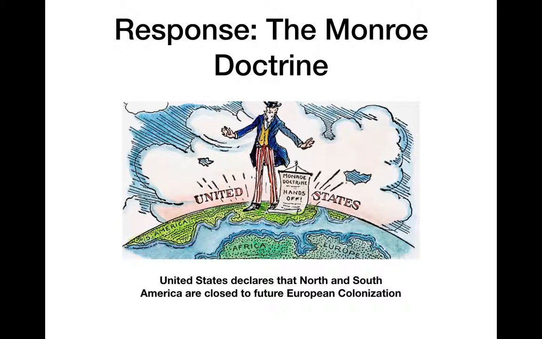Now, there are a lot of schools of thought out there surrounding this and what the ulterior motive of the United States was in making this declaration. But for all intents and purposes, what we need to know is that James Monroe essentially closed off North and South America to future colonization by European powers.